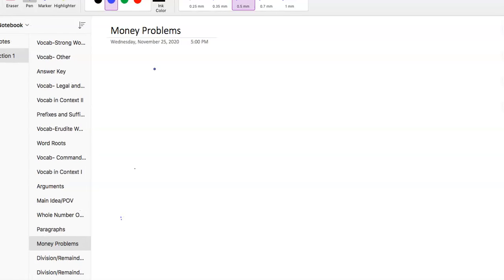All right, money problems. These are definitely on the ASVAB, so we want to get comfortable with how to calculate some of these. A lot of the times it has to do with tax and interest, working time and a half, things like that. So let's take a look.